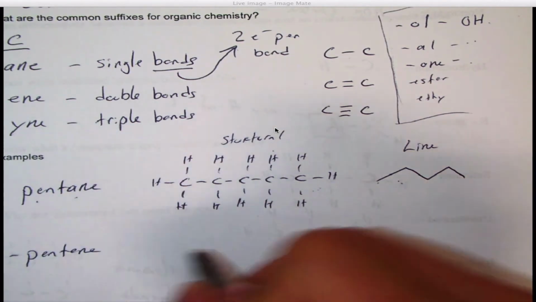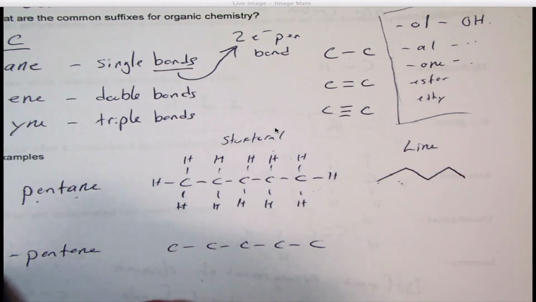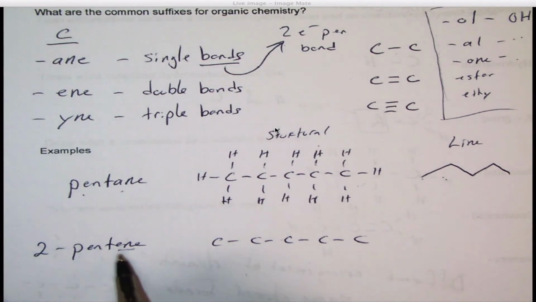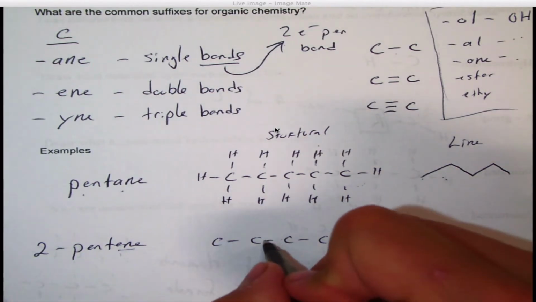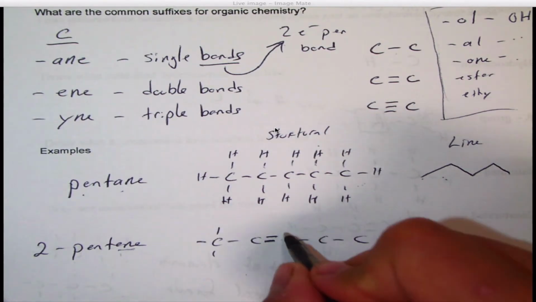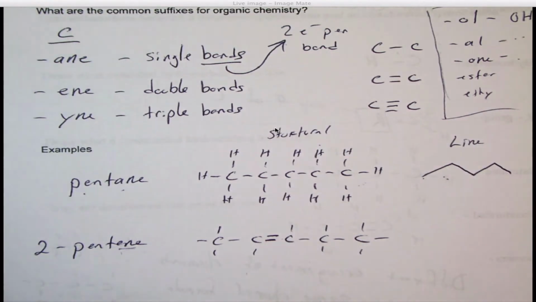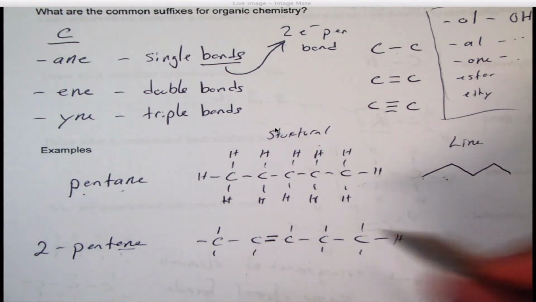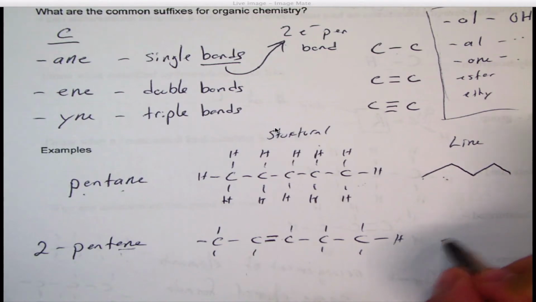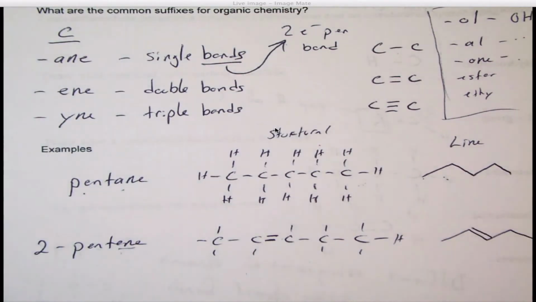2-pentene, I still have 5 carbons. But now this ENE tells me I have a double bond. This 2 tells me the location of the double bond, so it's the second carbon. So that means I have a double bond here. And then again, I have to fill in my hydrogens. And these are all hydrogens. If I did a line drawing, it would look like this. There's my double bond.